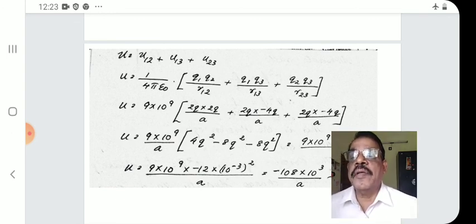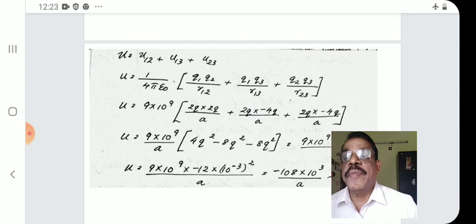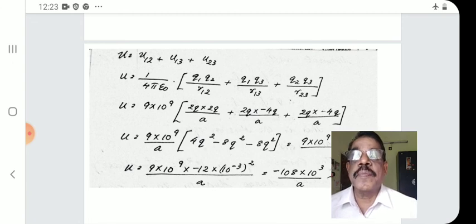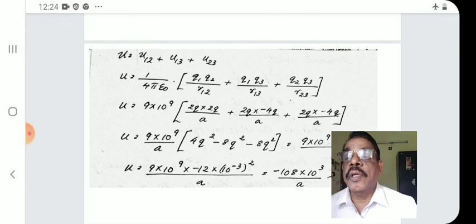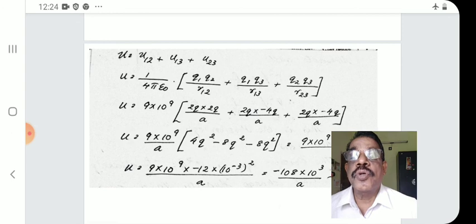So the potential energy of the system U is U12 plus U13 plus U23. That is, U is 1 by 4 pi epsilon 0 Q1 Q2 by R12 plus Q1 Q3 by R13 plus Q2 Q3 by R23, where 1 by 4 pi epsilon 0 is taken out. You put the constant 9 into 10 raised to 9. Q1 Q2: 2Q into 2Q by A. The side of the triangle is A, the distance. Plus 2Q into minus 4Q by A, plus 2Q into minus 4Q by A. A is also taken out.